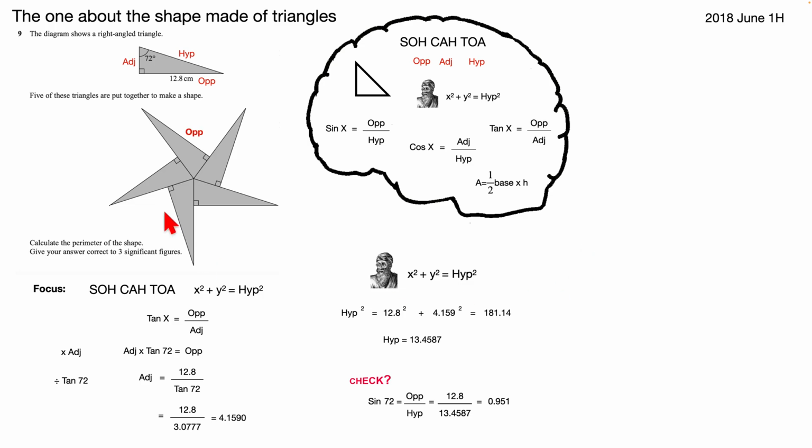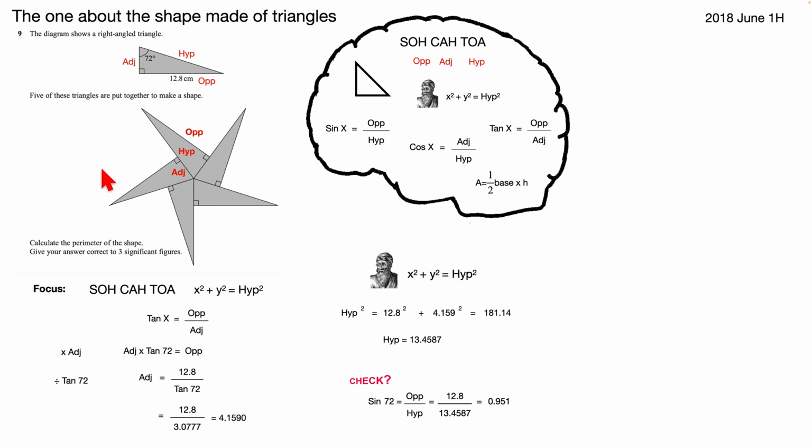Now we'll move on to looking at the shape. There's a trick to the shape. This is obviously the opposite because it's the long side with the right angle. This length here is obviously the hypotenuse, and this little one is the adjacent. So we can work out what this is. We're looking at the perimeter. It's not an obvious length, but it's the hypotenuse minus the adjacent.